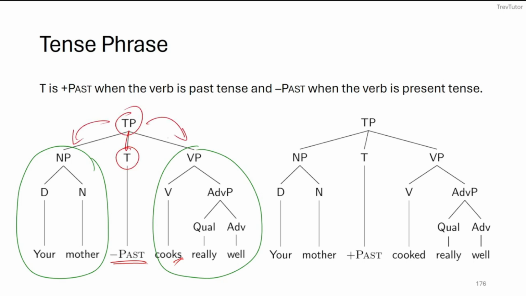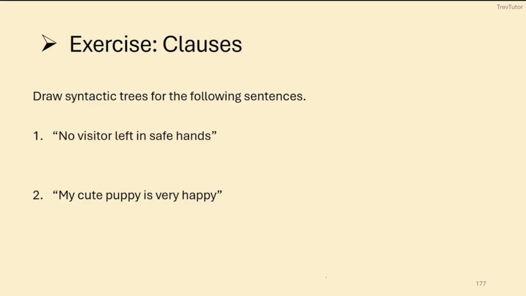Now, in the case of "your mother cooked really well," we have the exact same structure. The only difference is "cooked" is in past tense. So now we have a plus past feature under T. But if you can draw individual phrases for noun phrases and verb phrases, as well as adverb phrases and everything else, then you can easily form them together into a sentence by using T and joining them up with the TP. So let's see if we can draw syntactic trees for these sentences.